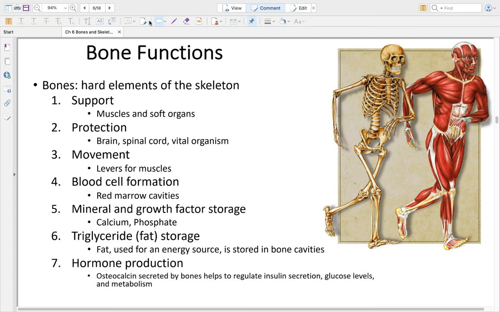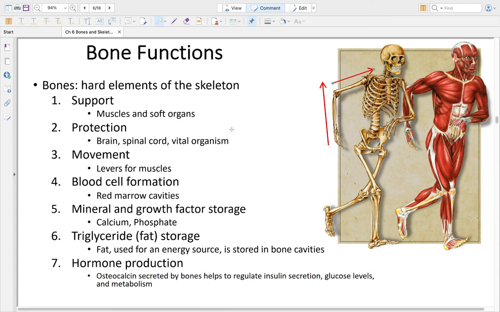Protection, that's pretty clear. The thoracic cavity is protected by the rib cage. The brain is protected by the skull. The spinal cord is protected by the vertebral column. All right. Now, movement as well. Now, our bones are very strong, but they act as levers for the muscles. They help muscles move and contract and do what they need to do.